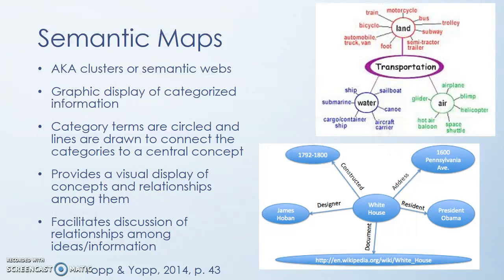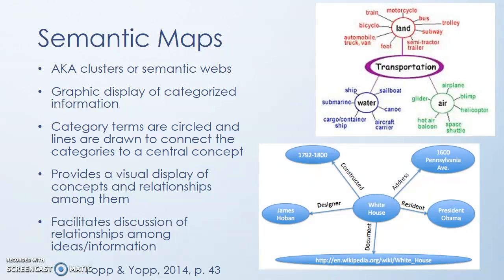Semantic maps are another common pre-reading activity. These are also called clusters or semantic webs, and is basically a graphic display of categorized information. The category terms are circled and lines are drawn to connect the categories to a central concept. This provides a visual display of concepts and relationships among them and facilitates discussion of relationships among ideas and information.